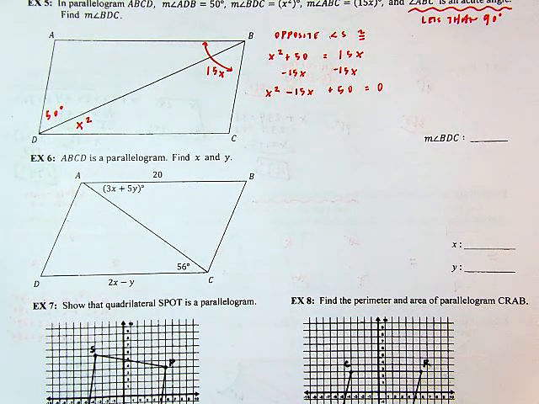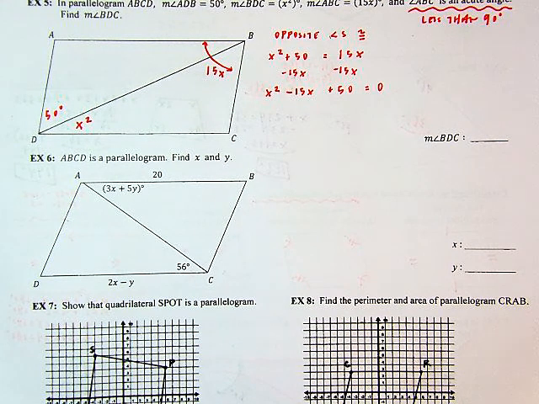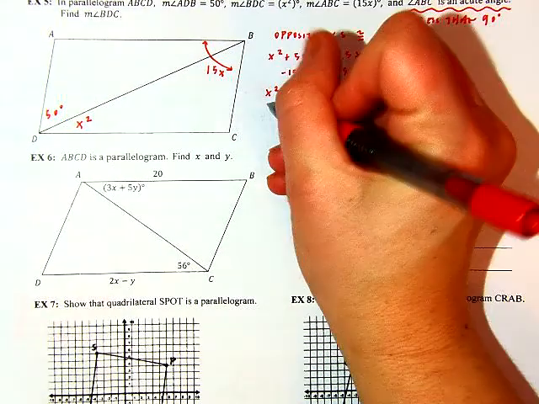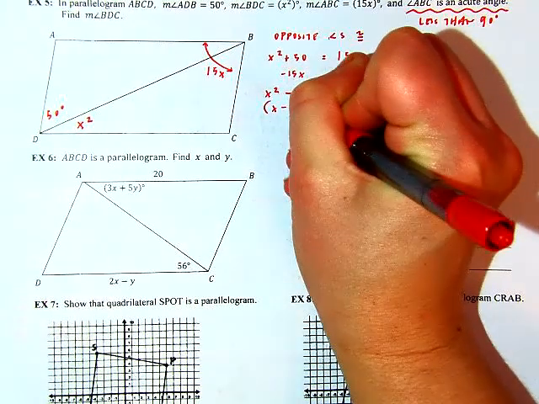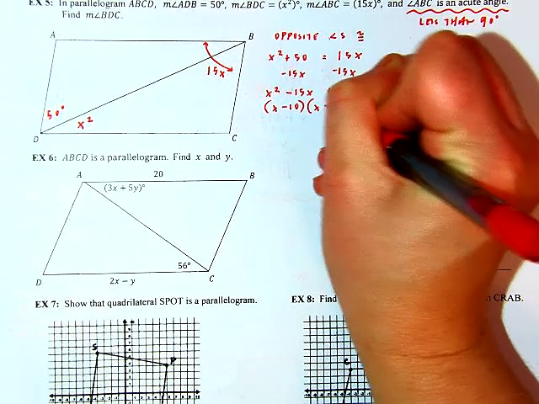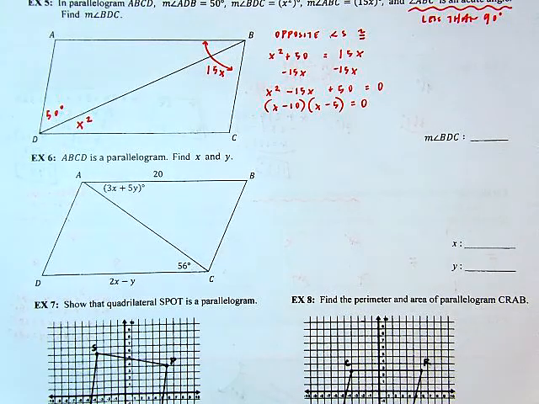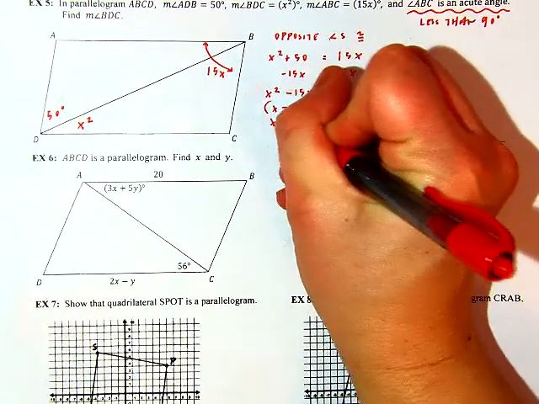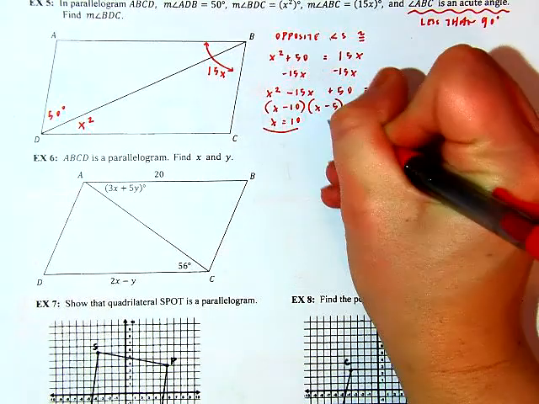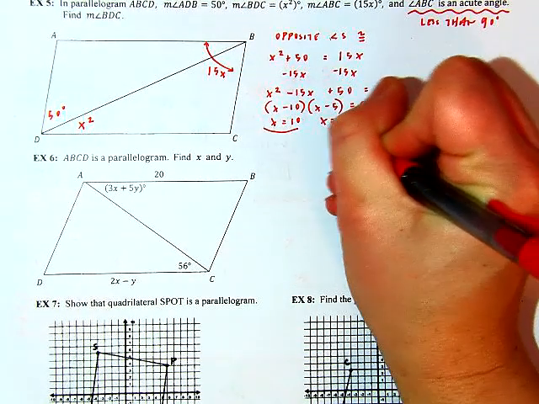All right, so now I see it's a quadratic equation. It's set equal to 0, and now I want to factor. So I'm looking for two numbers that multiply to 50 that add to negative 15. All right, so I can see that that should factor into x minus 10 times x minus 5, all equal to 0. And then when I solve, I get that x could be 10 or x could be 5.